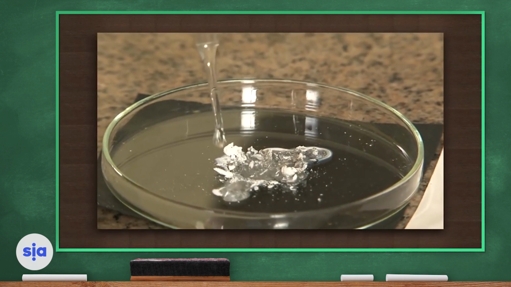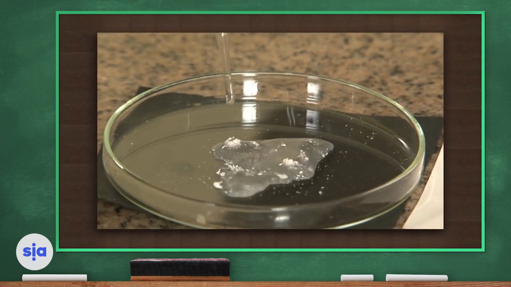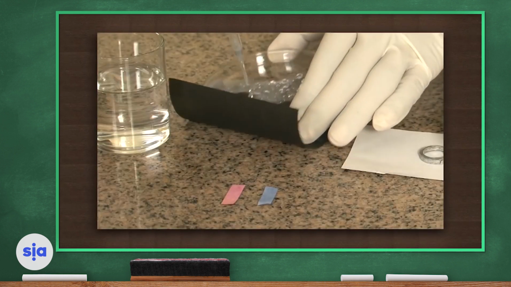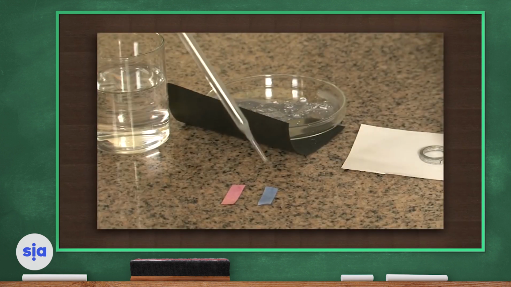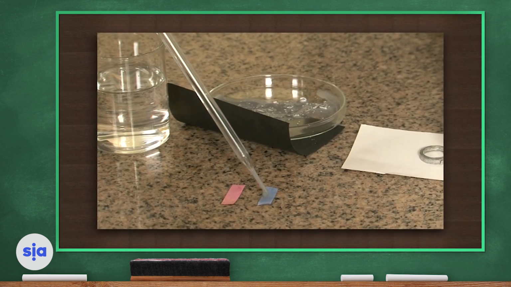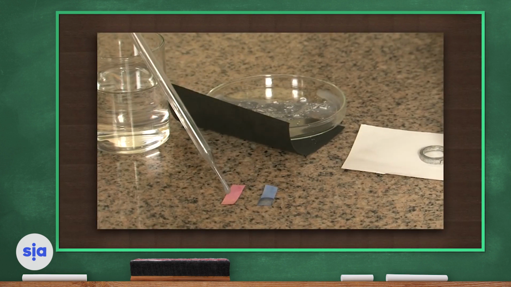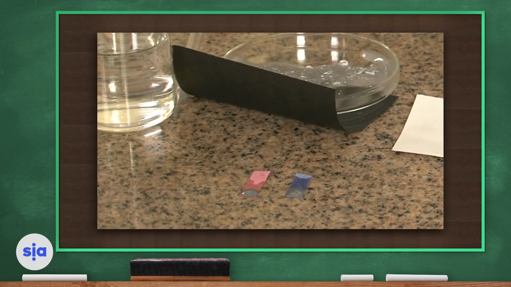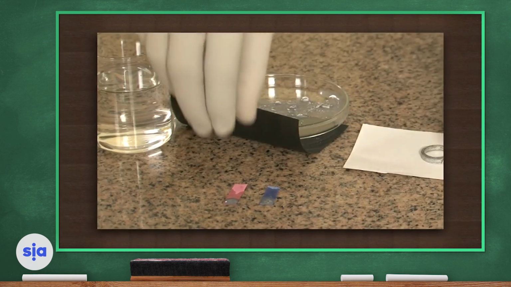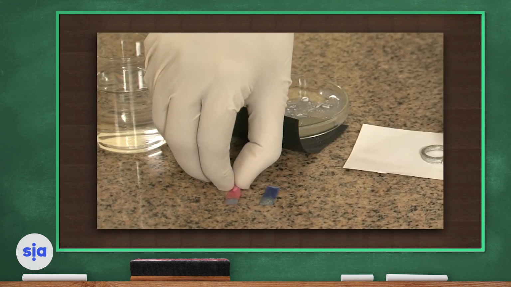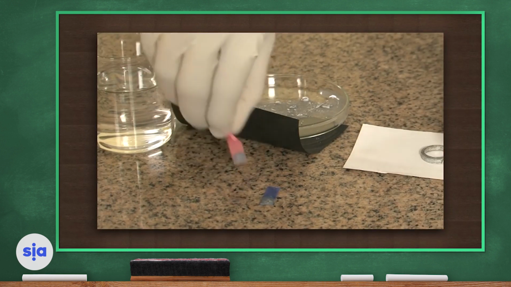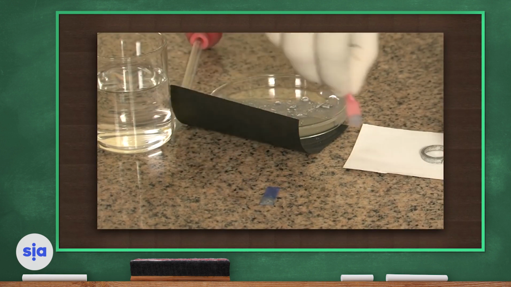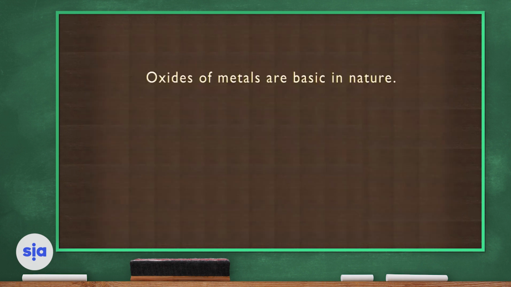Take a drop of this solution and place it on the red and blue litmus papers. Observe the change in the color of the litmus papers. We observe that red litmus turns blue, while blue litmus remains the same. What does this indicate? The oxide of magnesium is basic in nature. From this, we can infer that the oxides of metals are basic in nature.